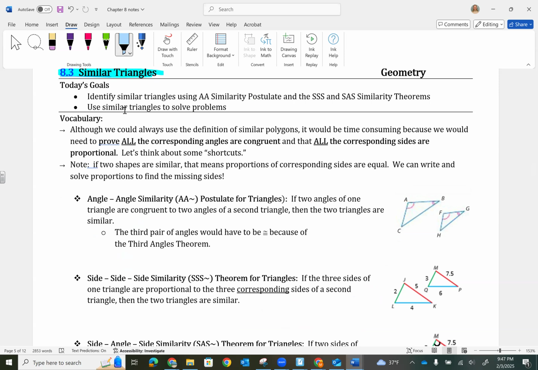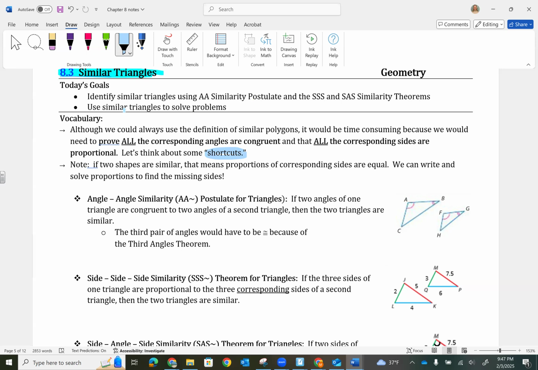But with triangles, remember we talked about the bigger the angle, the bigger the side across from it in a triangle. That's not true in other shapes, but in a triangle, because there's only three angles and three sides, the angles and the side lengths are directly related to each other. And so we've got some shortcuts for triangles specifically.